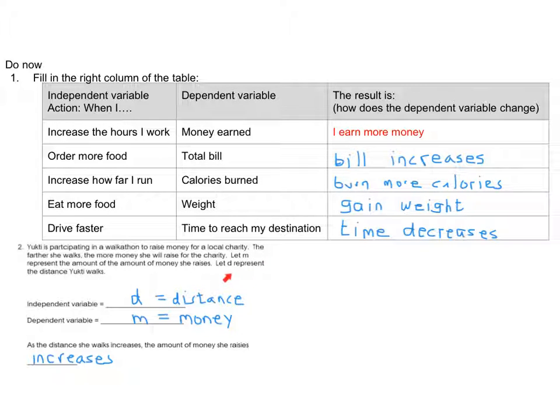All right, again, for this one, the money that she earns is dependent on how far she walks. Again, the more she walks, that change means that you increase the money that she raises. All right, let's take a quick look at the homework answers.